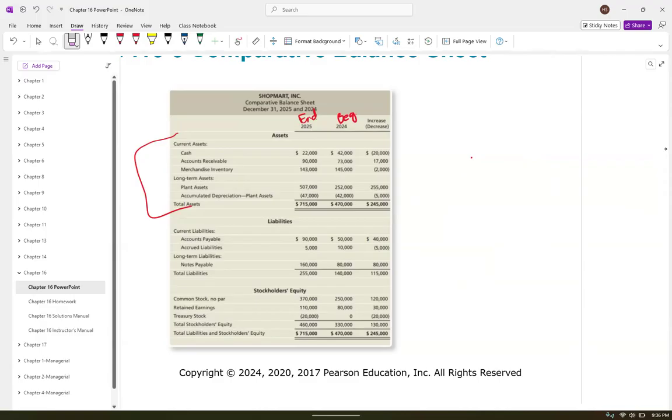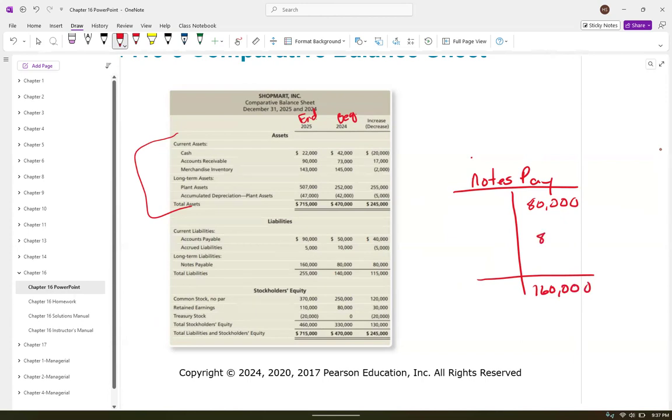So then we have the notes payable. Notes payable is a long-term liability. That is going to be a financing activity. Okay. We have 80,000 as the beginning balance, and we are ending with 160,000. Okay. So it looks like we borrowed 80,000.